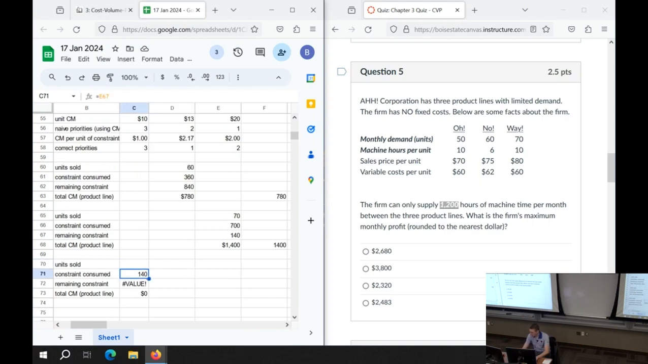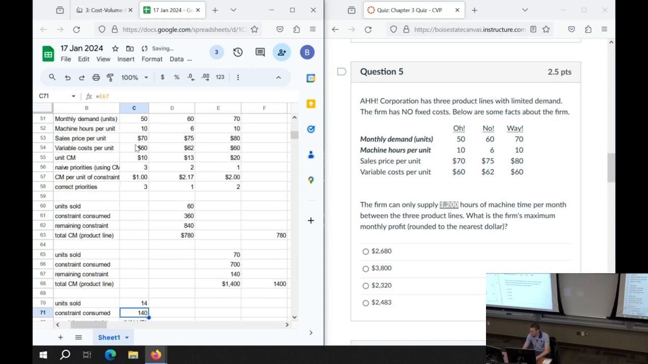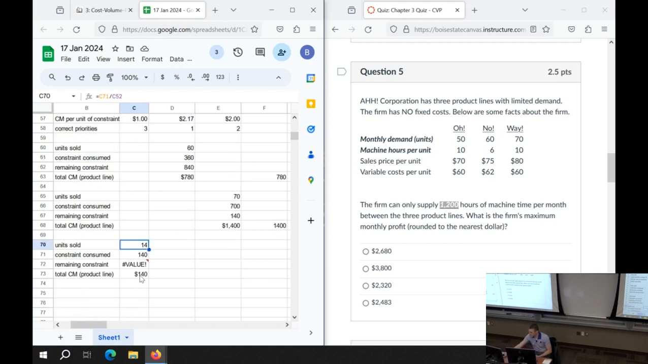This cell right here, C71, says, well, let's point to the remaining constraint. We're going to use all of it up. Our units sold is going to be that amount divided by however much it takes per unit. So it looks like we can sell 14 units of O. We can only fill 14 units of demand here. Because it's the least profitable per unit of the constraint, that's okay. We're maximizing our contribution by not filling all the demand for O. Now the remaining constraint is going to be 0 just by dint of what it has to be. This 140 minus this 140.